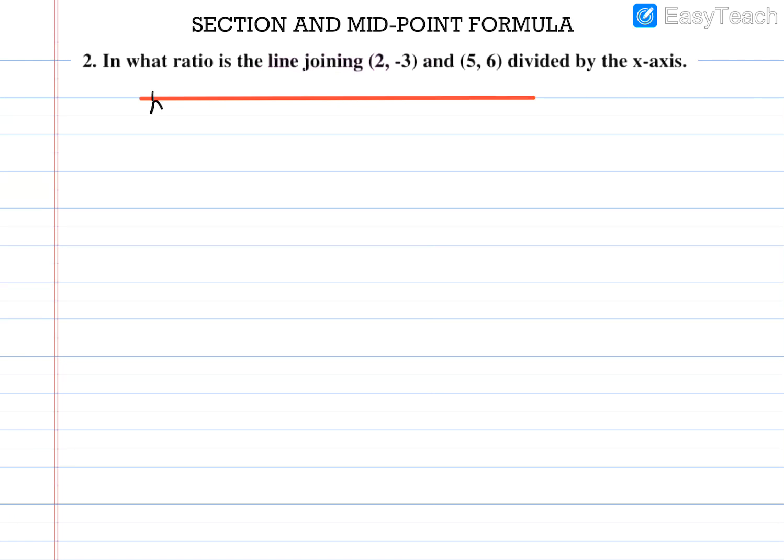Let this point be A, this B, and in what ratio? Suppose this point is P and it is cut by the x-axis, which means this point will be (Px, 0). The x coordinate will have some value, and the y coordinate will be 0 because it is cut by the x-axis. If it is the y-axis, then you will write (0, Py). But here it is mentioned x-axis, therefore I will erase this and write (Px, 0).